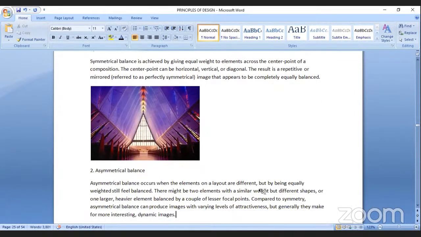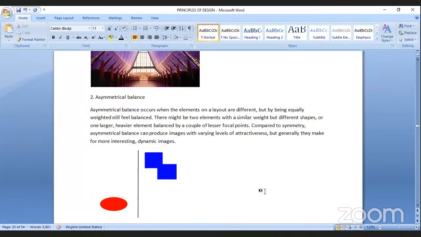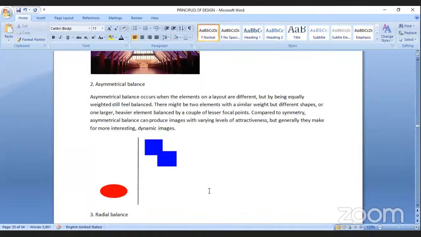That's common. Asymmetrical balance occurs when the elements on a layout are different, but by being equally weighted, still feel balanced. Visual weight is the visual force created by the contrast of light. There may be two elements with a similar weight but different shapes, or one larger, heavier element. In this example, the positioning of the elements is different, but the weight seems almost equal. That's why it's called asymmetrical.